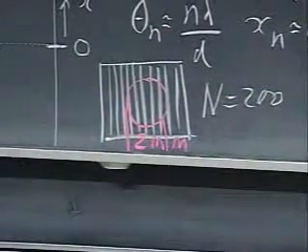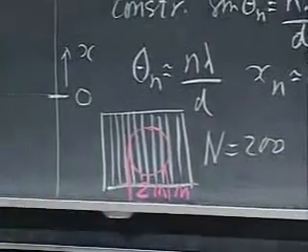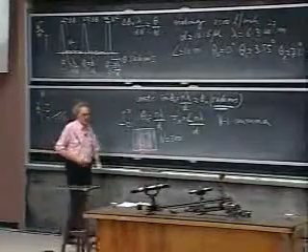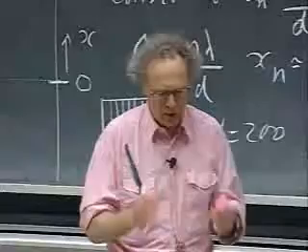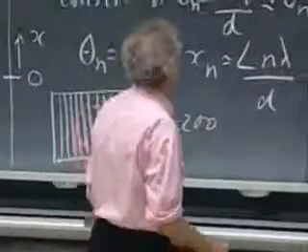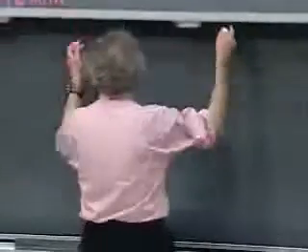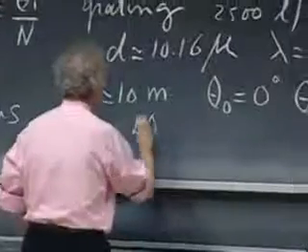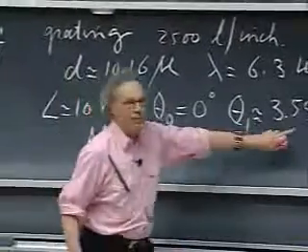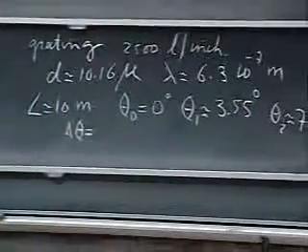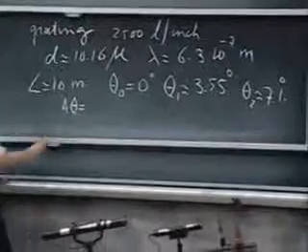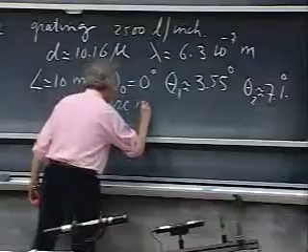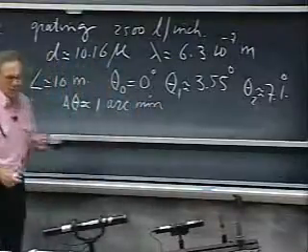And if I have 200 lines, I can now calculate how wide that line is going to be, because this factor of n enters into it here. And if I express that in terms of that angle delta theta, then delta theta is the 3.55 degrees divided by 300. And that's an extremely small angle. That angle is approximately 1 arc minute, which is 60 times smaller than 1 degree.